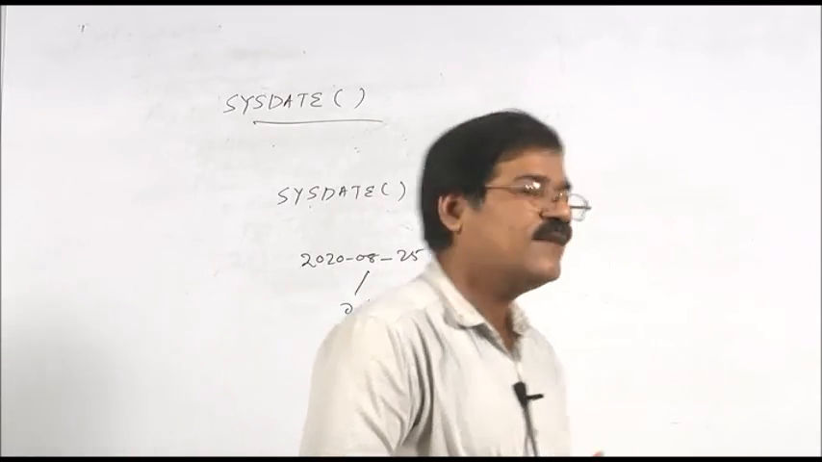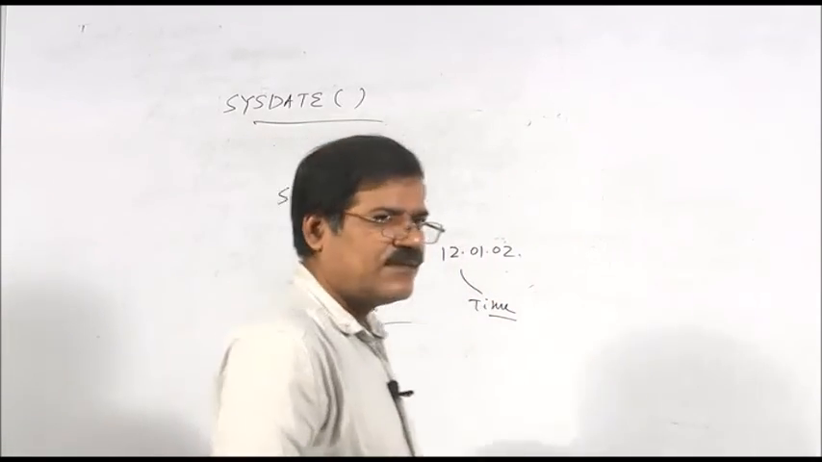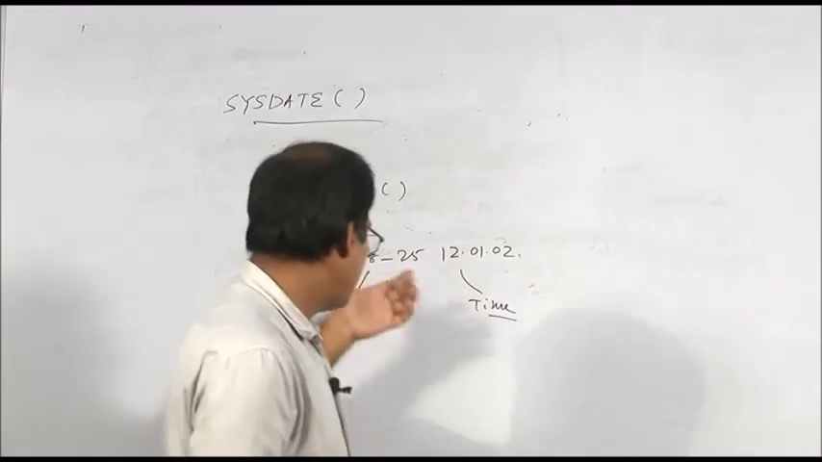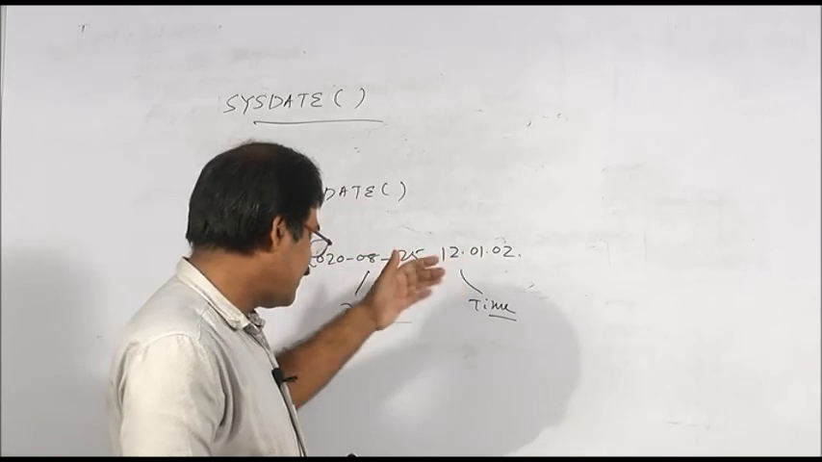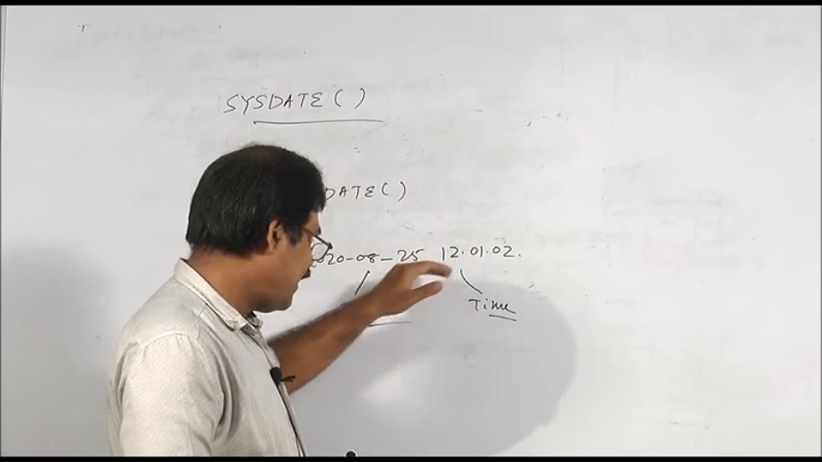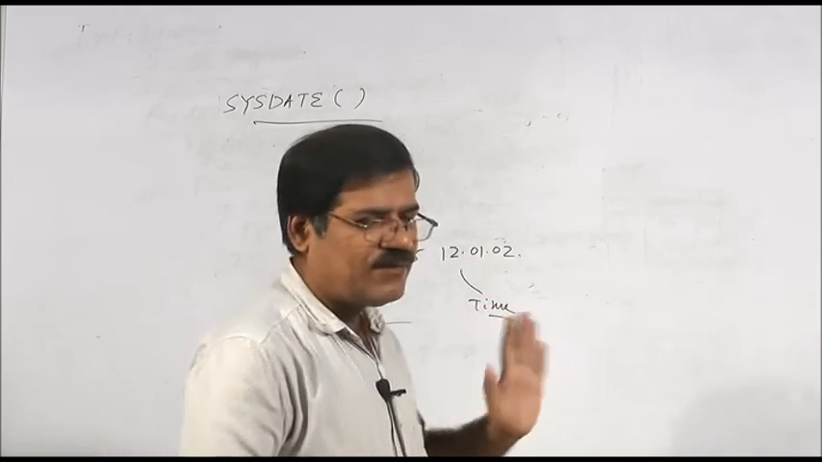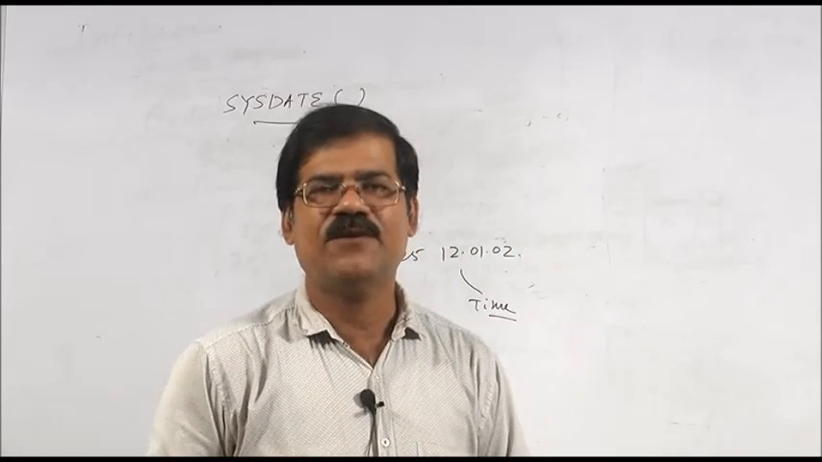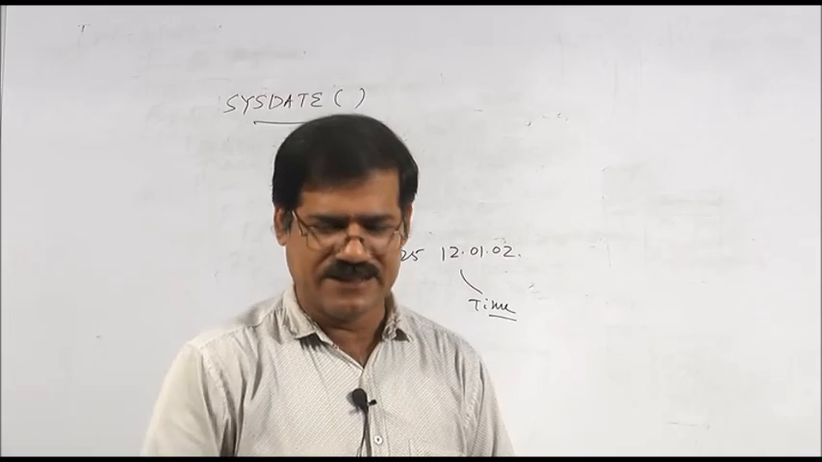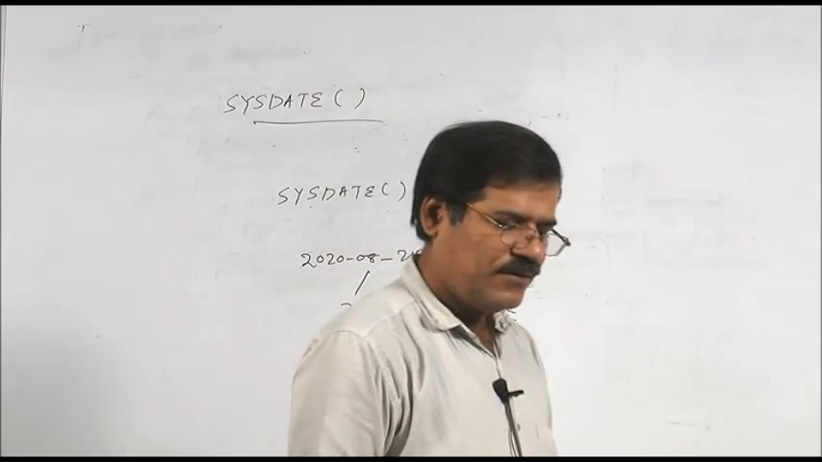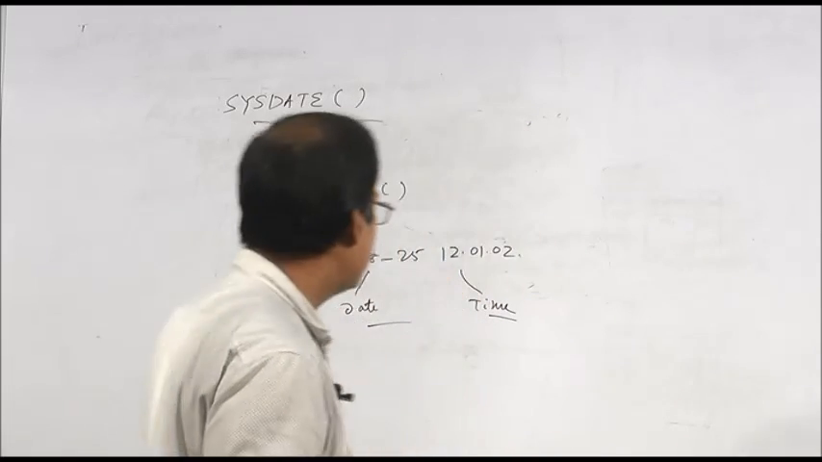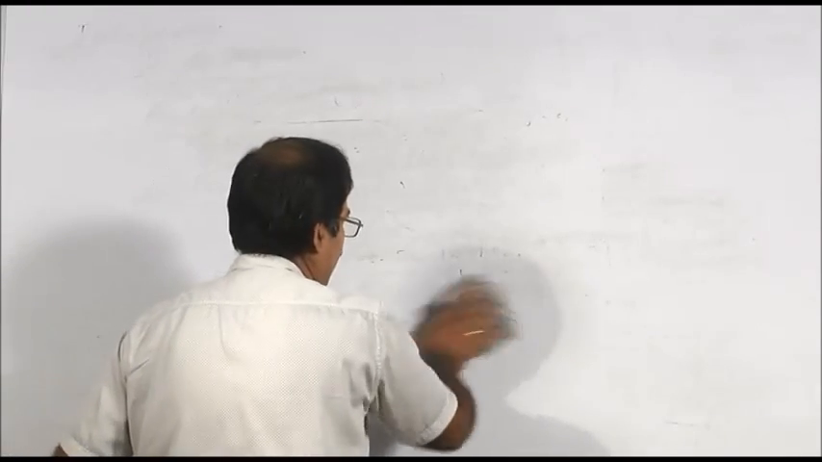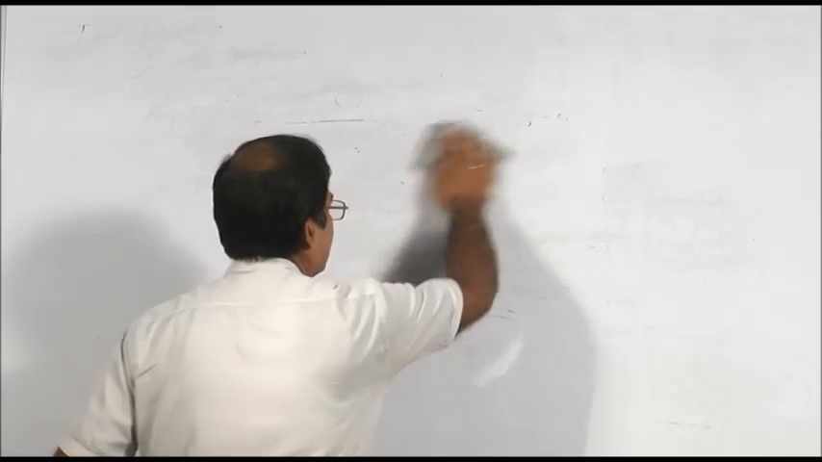So system date, whatever the date of your system, means of your machine, that will be returned. Only the date will not return; it will show you the date as well as the current time of your machine. So that is your basic concept about the different functions we are using in MySQL.